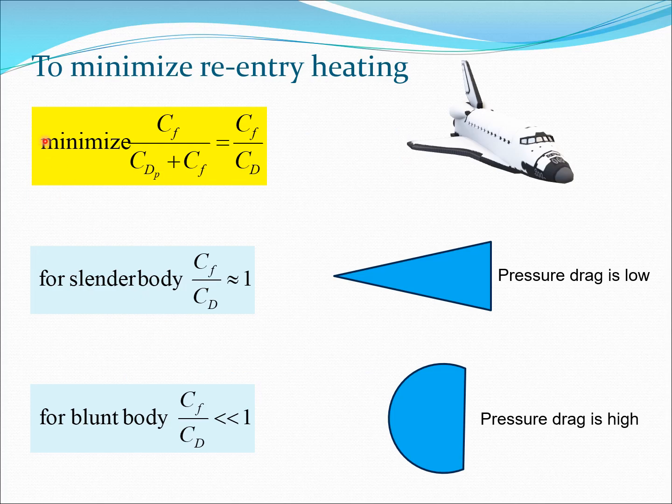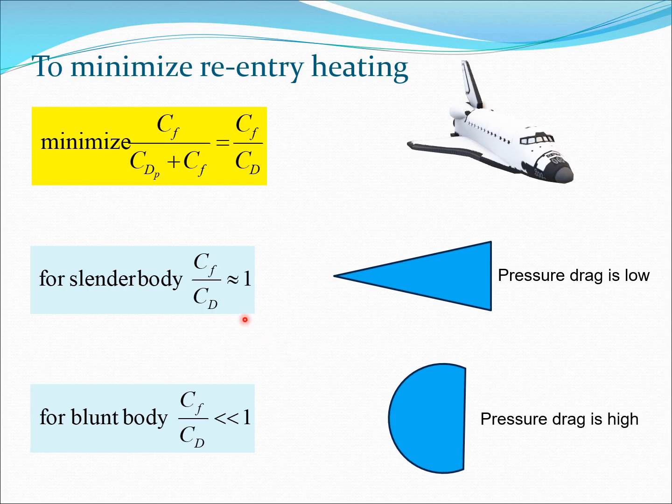So we can see here that the objective is to minimize this CF by CD value, and we can look at what would happen for two different cases. For example, let's look at a slender body and a blunt body. In the case of a slender body, the pressure drag is going to be low, and therefore this ratio is going to be approximately equal to 1 because there is not much separation out here.